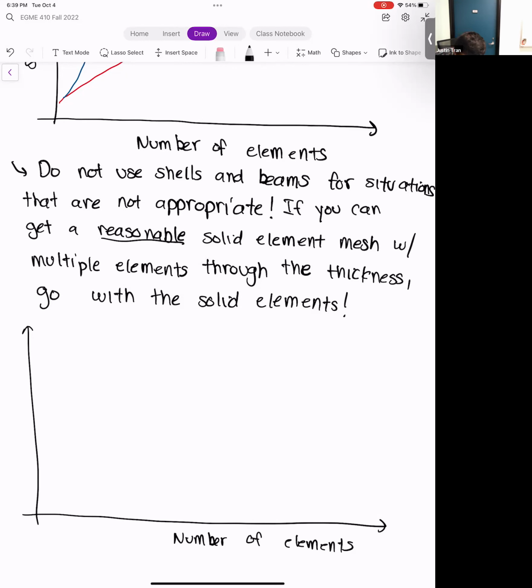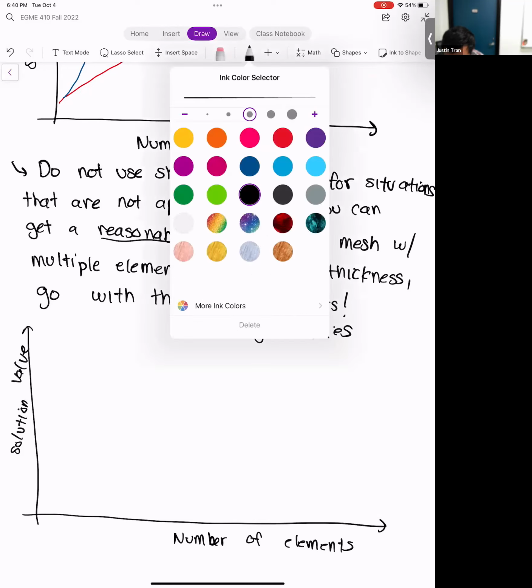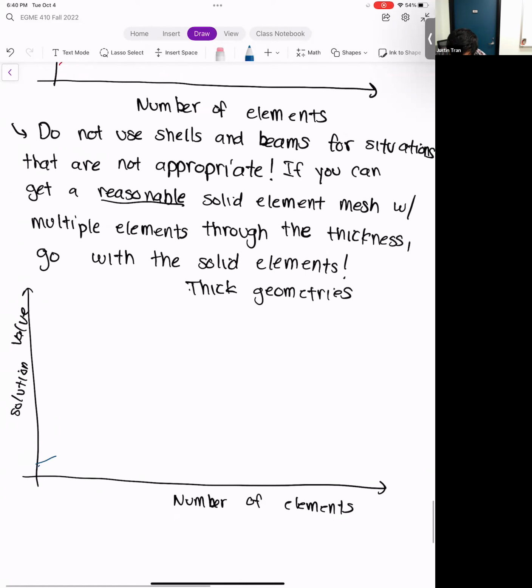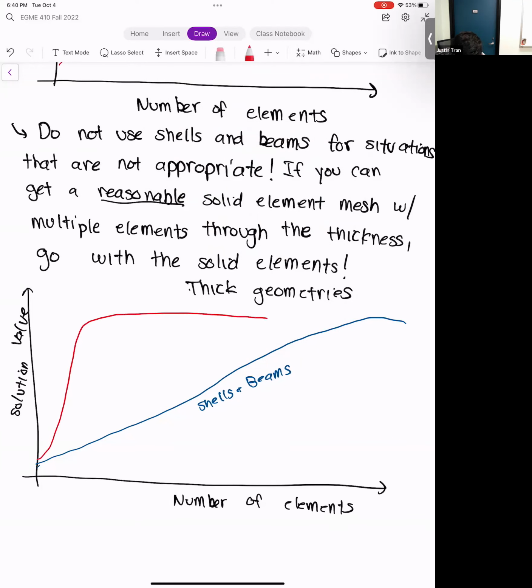If you look at the same plot, number of elements versus the solution value, this could be either a stress or deformation. And this is for thick geometries, ones that would be perfectly fine with a solid element. In these cases, you get the reverse behavior. For these types of geometries, you're going to get a convergence that looks like this for shells and beams, versus the behavior for solid elements, which would look something like that.